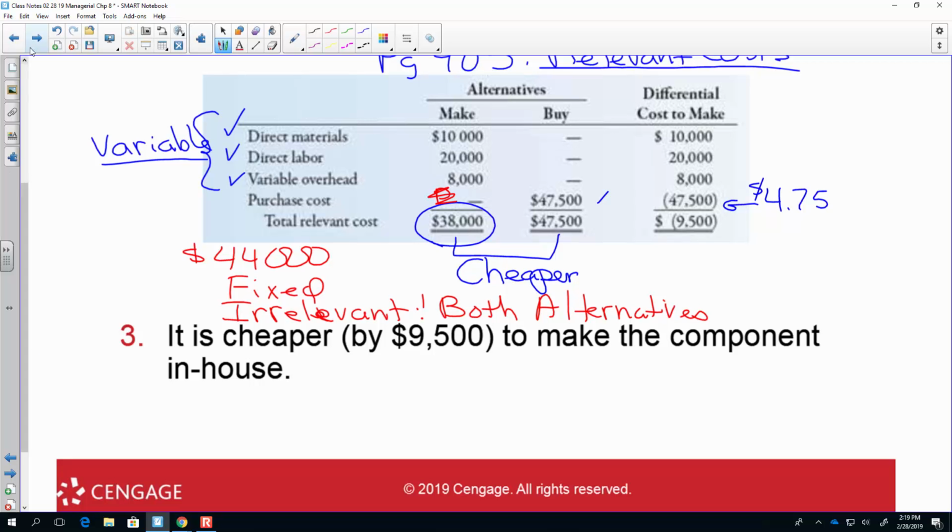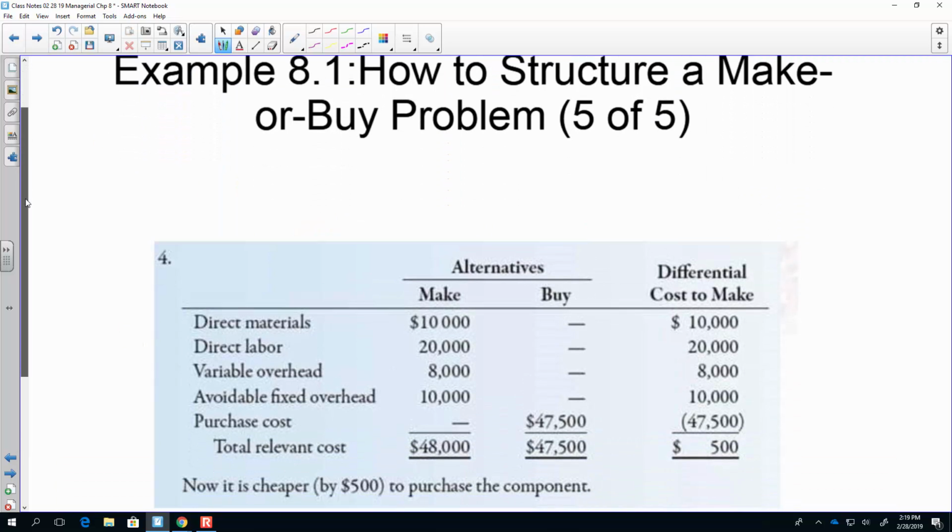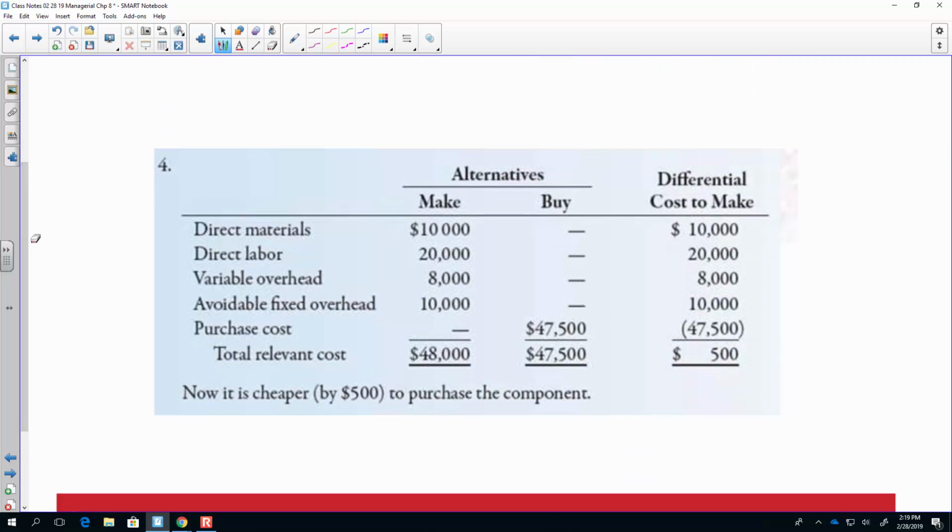Now, they changed the scenario. This is also on page 405. Of the 44 fixed cost, 10,000 can be avoided. So obviously the supervisor is not irrelevant. We can get rid of that person if we do not make the product. So if we make it, that person's salary stays. If we buy it, that person is gone. Do you see the difference?